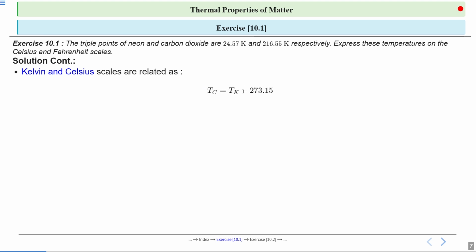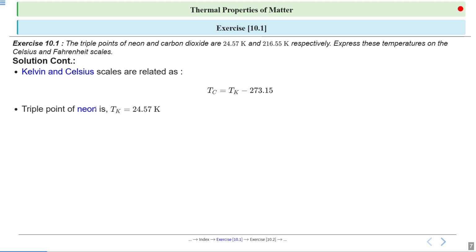Tc equal to Tk minus 273.15. Here Tc is temperature on the Celsius scale, Tk means temperature on the Kelvin scale. So when we subtract 273.15 from the temperature on the Kelvin scale, you will get the temperature on the Celsius scale. So this is the relation.